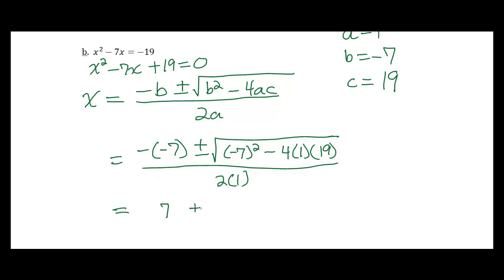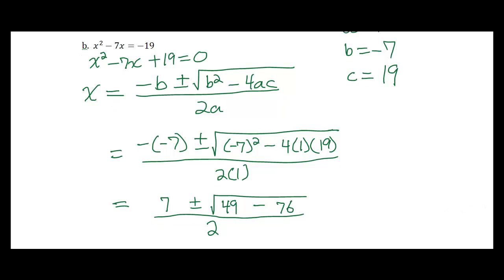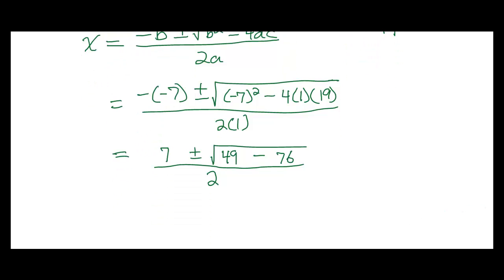So I get a positive 7 plus or minus the square root. Negative 7, quantity squared is 49, minus 4 times 1 times 19 is 76. Sorry about that. So I get 49 minus 76 under my radical, and 2 times 1 is 2. Of course, we need to figure out what 49 minus 76 is. That'll actually give you a negative 27. So I get 7 plus or minus the square root of negative 27 all over 2.